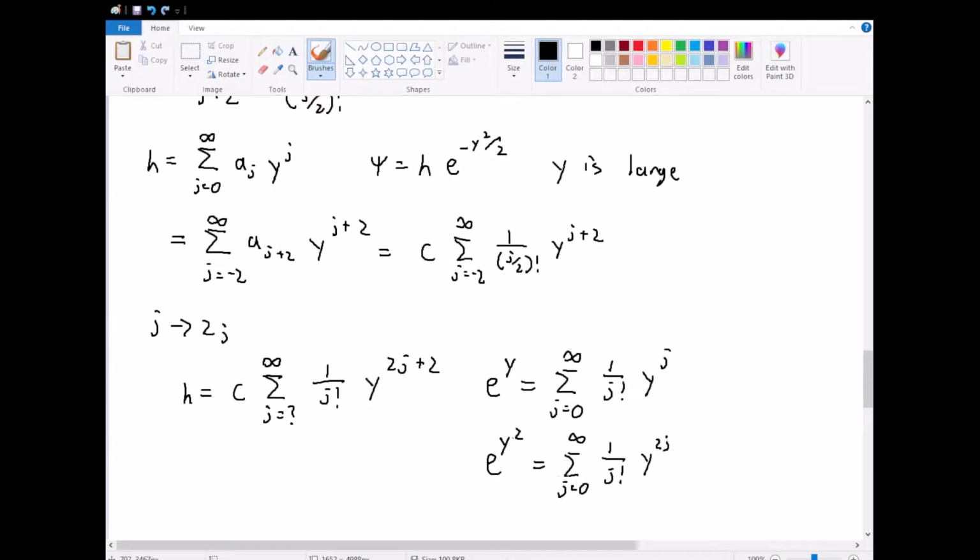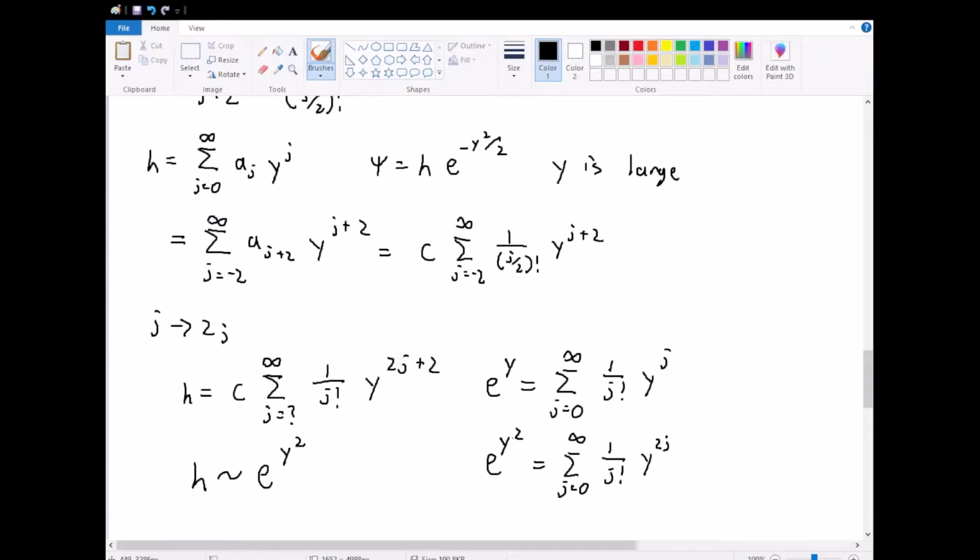So if we look at this, this looks very similar to this. We have this 1 over j factorial term that's shared, and then we have a y to the 2j. The only difference here is that y is to the 2j plus 2 instead. And the other difference is that we start at some positive or negative index, whatever it is, instead of j equals 0. But other than that, it's reasonable to just say that h goes roughly like e to the y squared. Because it's close enough, all of the things that differ from it don't really matter that much.